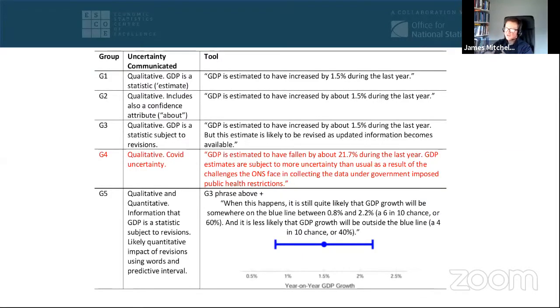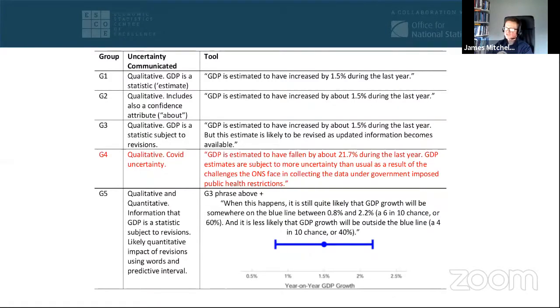Now, as you can see, as we move down the groups here, we provide additional first qualitative, then qualitative and quantitative uncertainty information. Group 2, for example, we emphasize that GDP grew by about 1.5%. Group 3 are given a little bit more information about why these revisions tend to happen. Group 4, run just in wave 2, in fact uses the wording adopted by the ONS themselves at the height of the pandemic, again emphasizing the heightened uncertainties associated with GDP estimation in the pandemic.